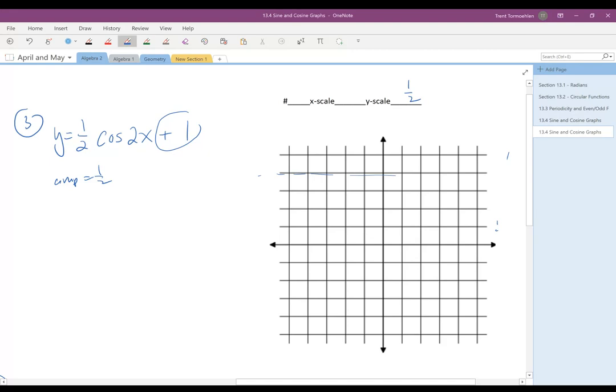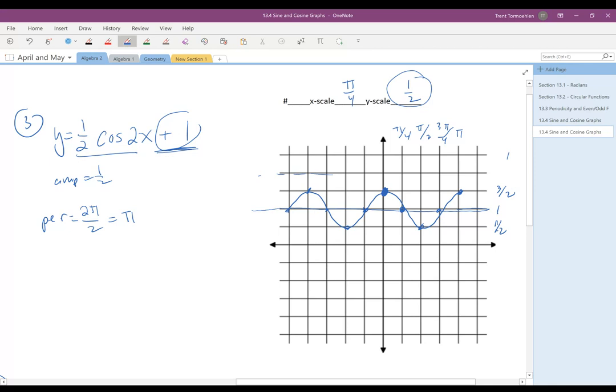And then the X scale, well, our period is going to be 2 pi over 2, which is pi. So when I divide that by 4, my X scale is going to be pi over 4. And so this is going to be pi over 4, pi over 2, 3 pi over 4, pi, and so on. All right, it's a cosine graph, and so it starts at the maximum point. The midline is Y equals 1. Since I made my Y scale 1/2, here's your midline. So the first point is 1/2 above that, and so it's going to be right here. And then it's just going to go like this. So our graph looks like that. And so that's the graph of Y equals 1/2 times cosine of 2x plus 1.